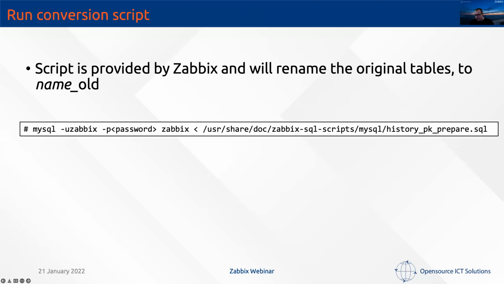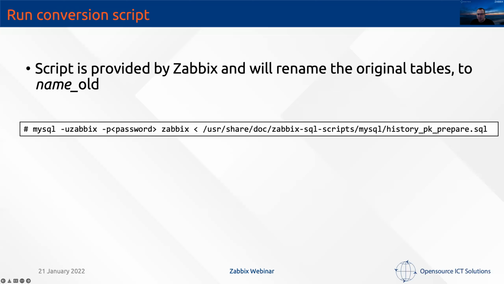And this one is coming from the Zabbix website: mysql -u username -p password database name. And we are pushing a script into it. /usr/share/doc/zabbix-sql-scripts/mysql/history_pk_prepare.sql. And well, the script is pretty straightforward.